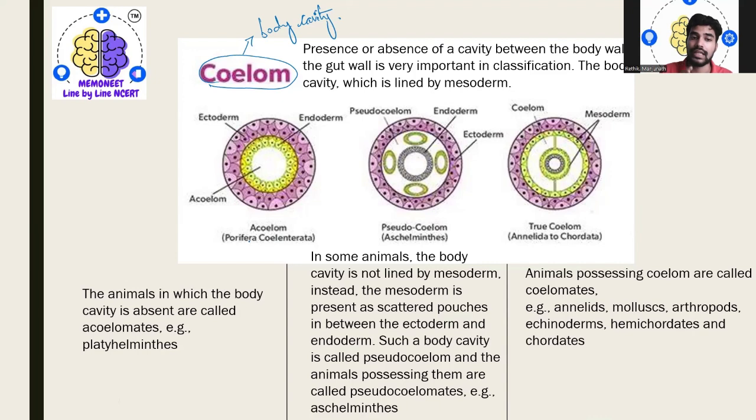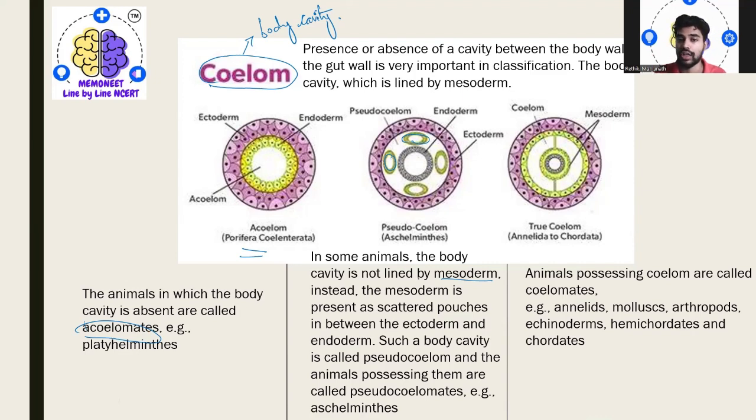One is acoelom. Acoelomates are the animals in which the body cavity is completely absent. Example, Platyhelminthes. Then we have another kind, that is pseudocoelom, or we normally call them false coelomates. In some animals, the body cavity is not lined by the mesoderm layer. Instead, the mesoderm is present as scattered pouch-like structures in between the ectoderm and endoderm, as you can see here.